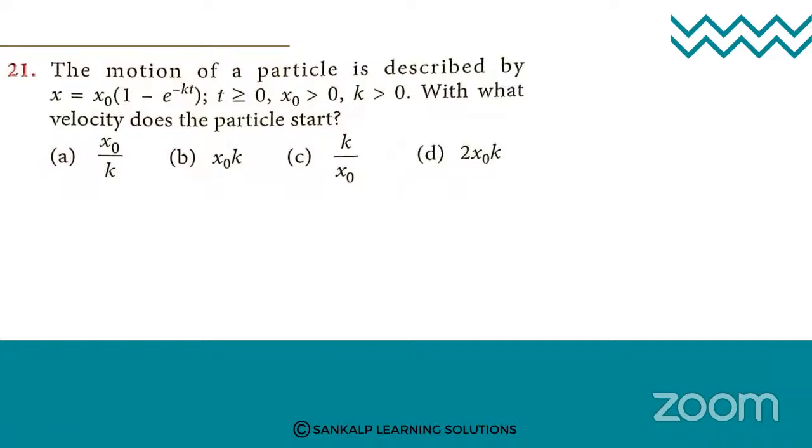The motion of the particle is described by x is equal to x naught into bracket 1 minus e raised to minus kt. t is greater than or equal to 0. x naught is greater than 0 and k is greater than 0. With what velocity does the particle start? Note down the question, I'll tell you the solution.